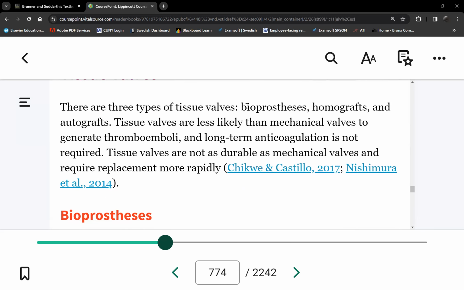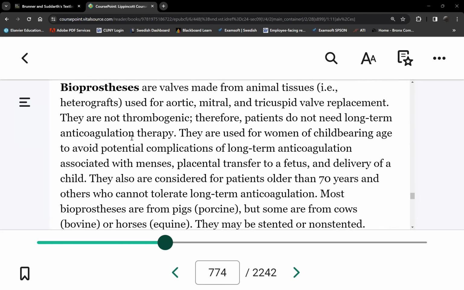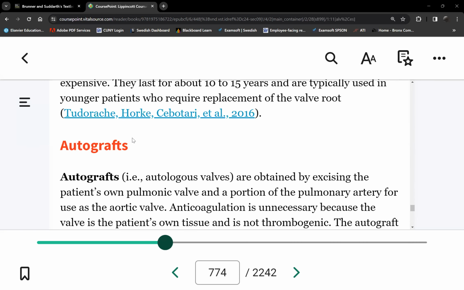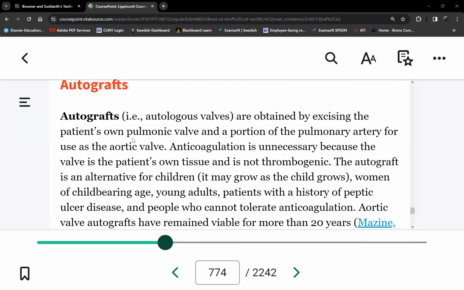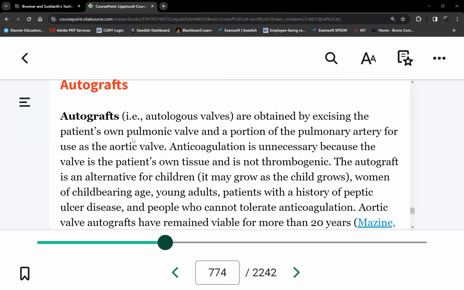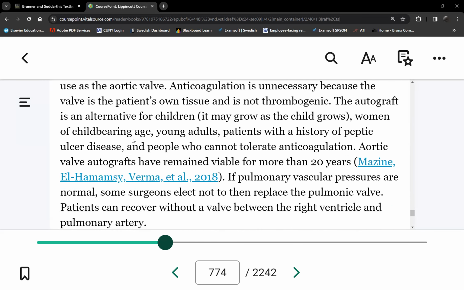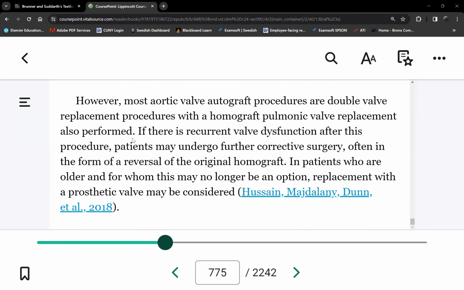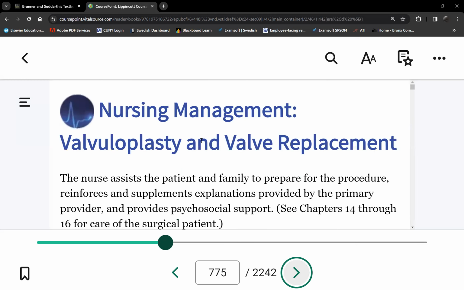So here are the valves again. We've got biologic valves. We have grafts, autografts. So when we say homografts, that's from another species. Autografts, another person. These are just descriptions on why they would use whatever type of valve. Not really testable because we're not doing the decision making.